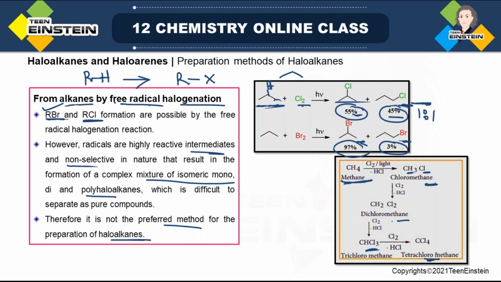So there is a complex mixture. Starting with methane, how many products you are getting? 1, 2, 3, 4. Okay, so it is difficult to control the reaction because it is going through a free radical mechanism, which is really highly unstable, and that is the reason selectivity is very less. So this is not a very good method for the preparation of haloalkanes. Is there any doubt?